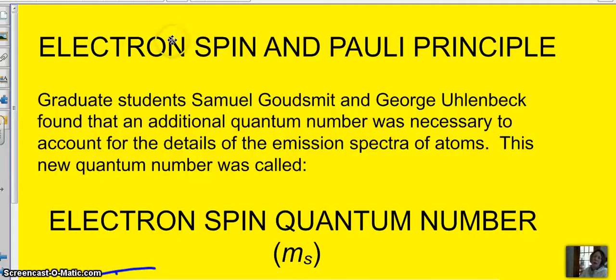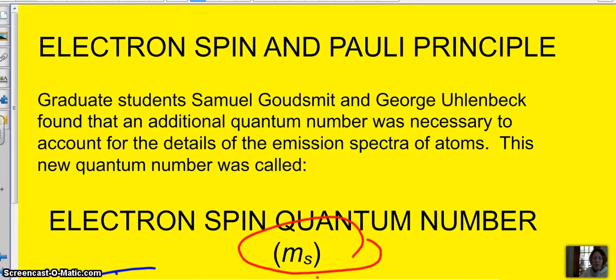Hi everybody, welcome back. We're on section 7-8 in our textbook, and what section 7-8 really deals with is the idea of a fourth quantum number. Remember, we have n, we have l, we have m sub l, and this fourth quantum number, as you can see here, is called your m sub s. It's your electron spin quantum number, and it was generated because it was deemed necessary based on the emission spectra of atoms to have a fourth quantum number to explain their behavior.